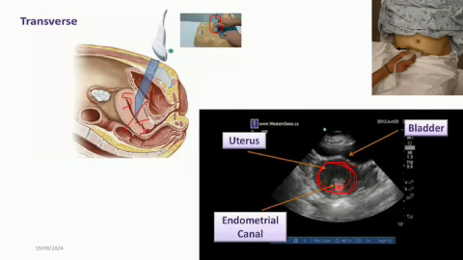It depends on your preference. If you want to scan in transverse, you just position your probe in that transverse plane, if you know it. If you want to scan in coronal or sagittal, you just position your probe in that particular plane.